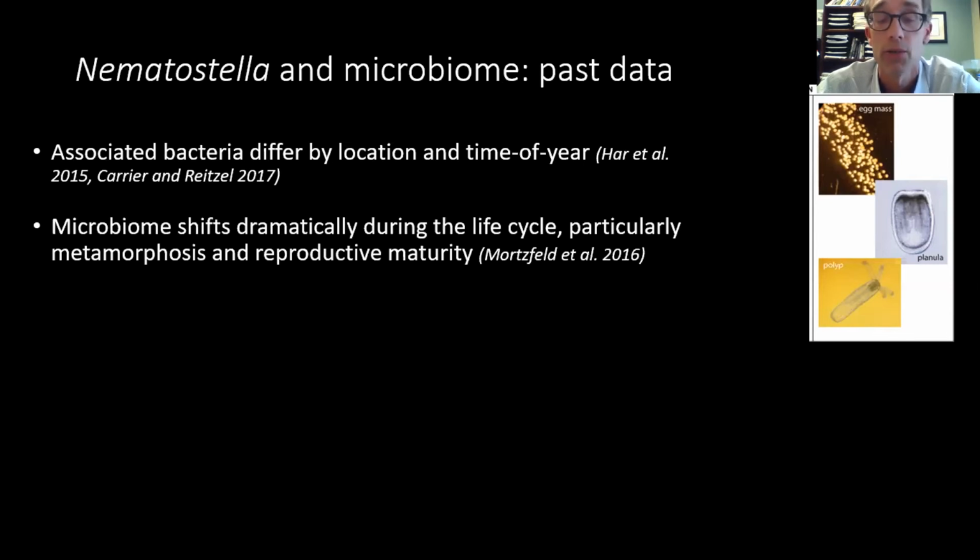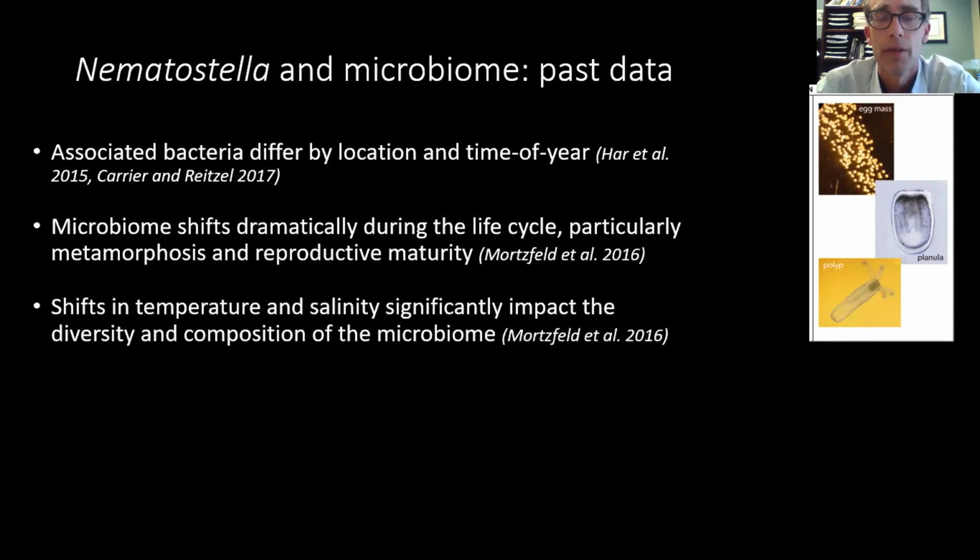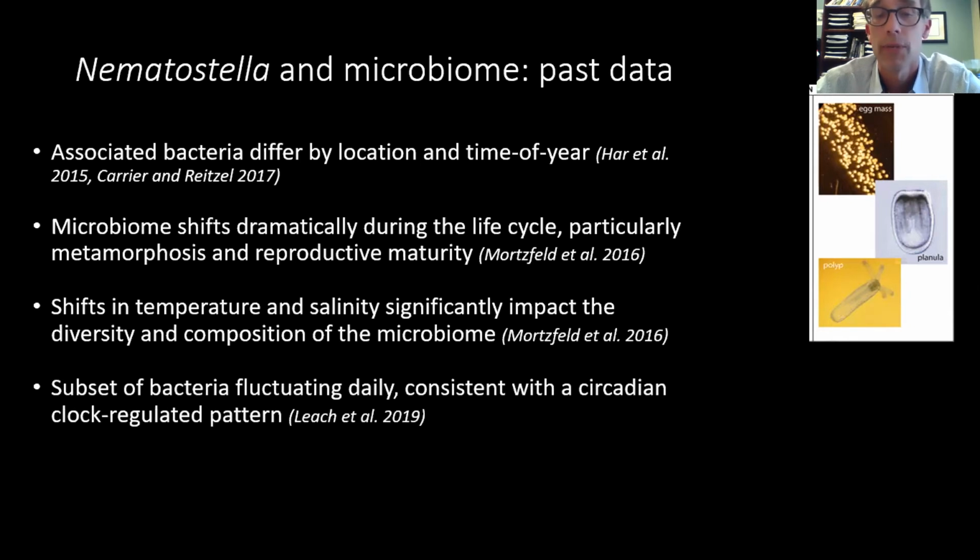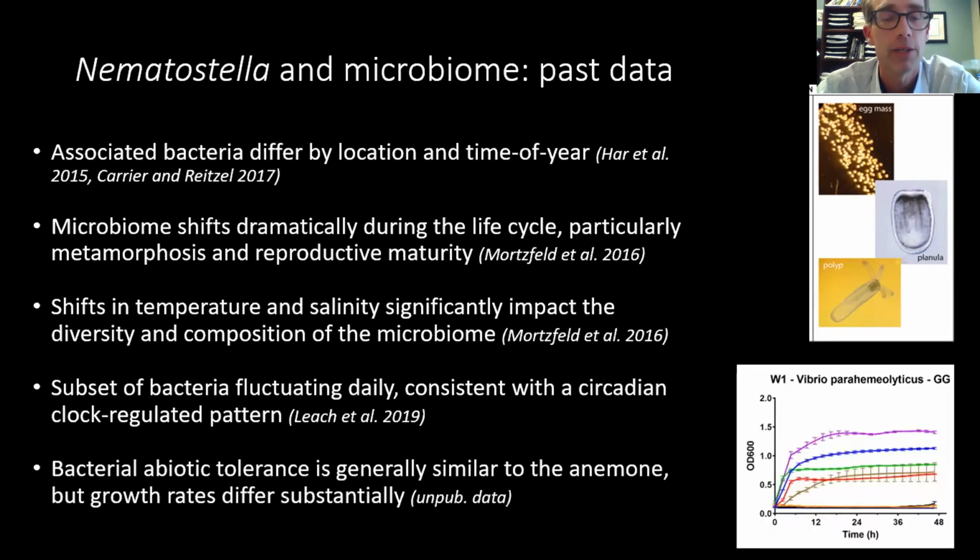So going from an immature juvenile to a mature adult. The microbiome is highly responsive to the environment in which the animal and the bacteria are living. Things like temperature, salinity, oxygen, et cetera, impact the diversity as well as composition of the microbiome. A subset of bacteria fluctuate daily, and these are very consistent with a circadian clock regulated pattern, just like in the human gut microbiome, for example. We see similar patterns with particular OTUs that cycle on a daily cycle. And lastly, this has been a lot of the work from a current PhD student, Quentin Kruger, who you'll see in a second: the bacterial tolerance is very similar to the anemone's tolerance. Although we find these hundreds of OTUs, he's growing them and testing their tolerance, and it's quite similar to the host.